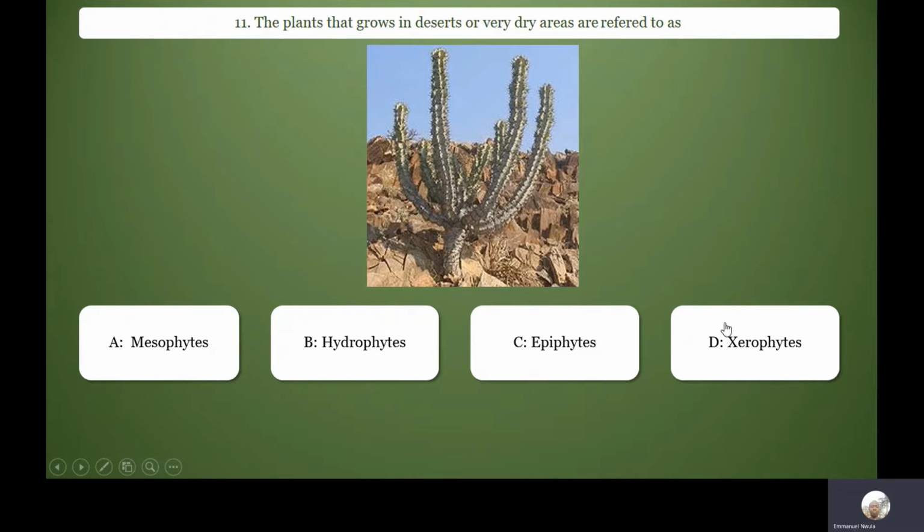Referred to as xerophytes. They are called xerophytes. Plants like the cactus, the baobab, the acacia plants, they are xerophytes. They have adaptations for surviving in dry areas.